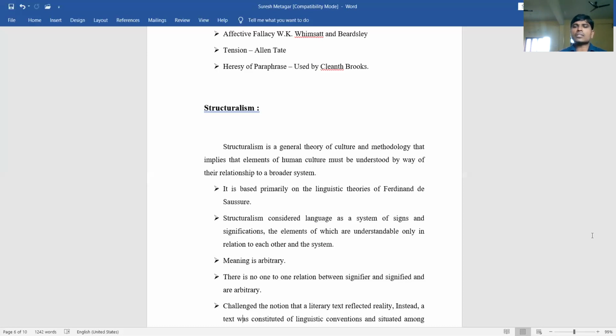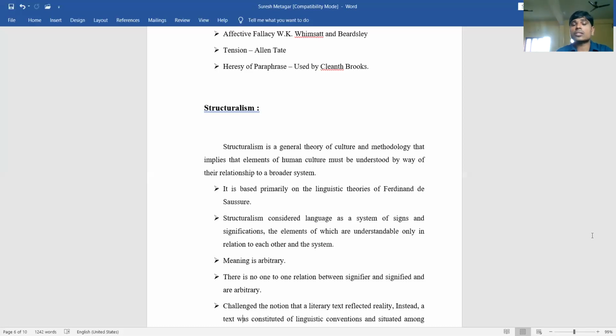Structuralism considered language as a system of signs and significations, the elements of which are understandable only in relation to each other and the system. Language, for structuralism, is a system of symbols and significations. These symbols give signification, meaning, to the language they refer to. If I say man, I get the meaning of man with the help of that symbol.